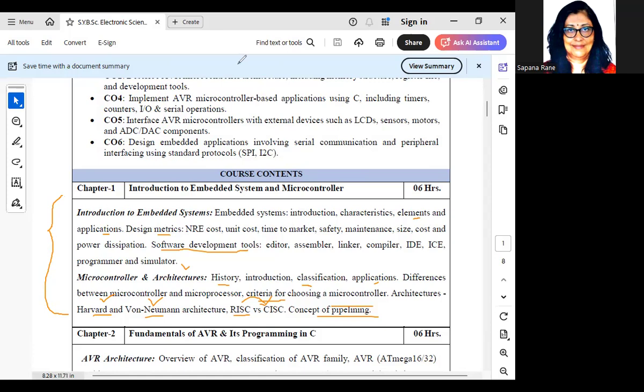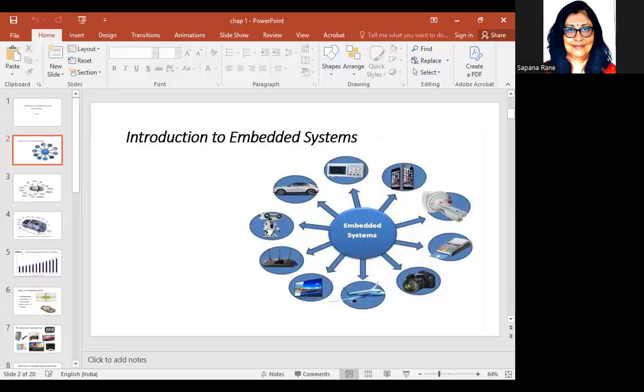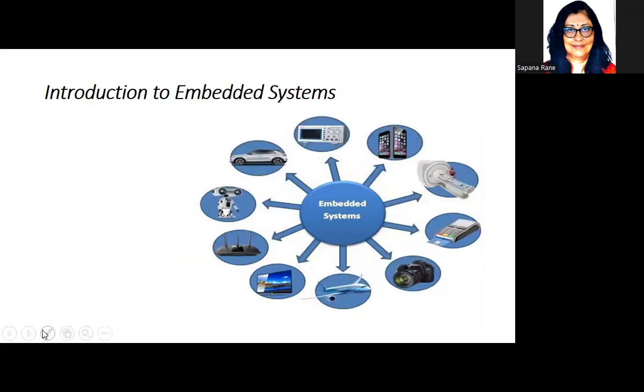Now let me share with you my presentation. Today we'll start with the embedded system, chapter 1, introduction to the embedded system. On the screen, you can observe a number of pictures. They show a number of gadgets in your day-to-day life.